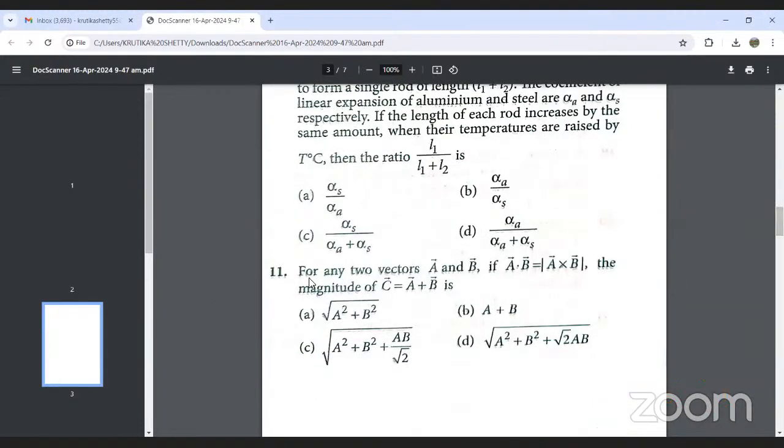See the next question. For any two vectors A bar and B bar, if A dot B is equal to A cross B, the magnitude of C is equal to A plus B is. So what will be the magnitude of A plus B? Let's see what we can do here.